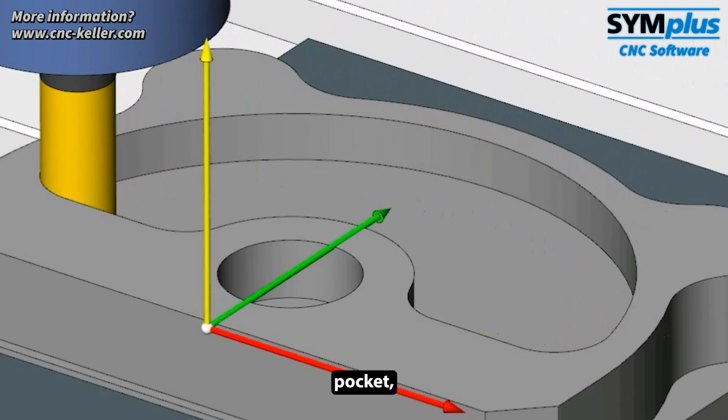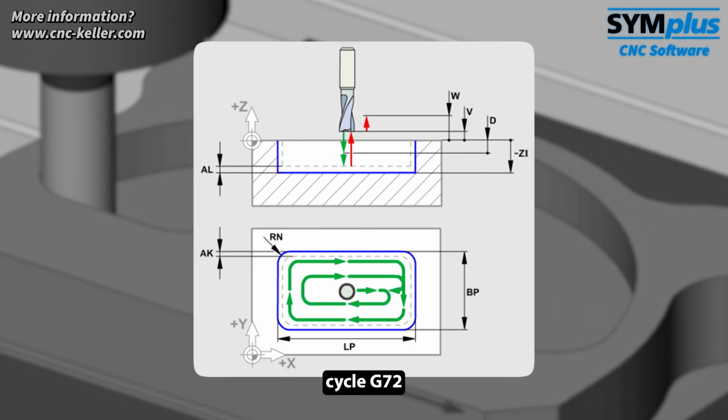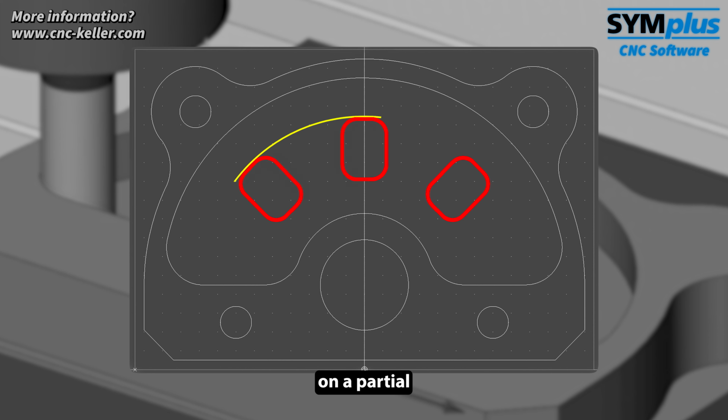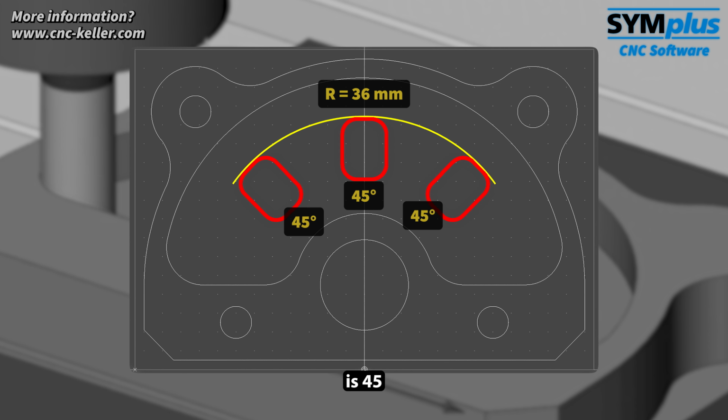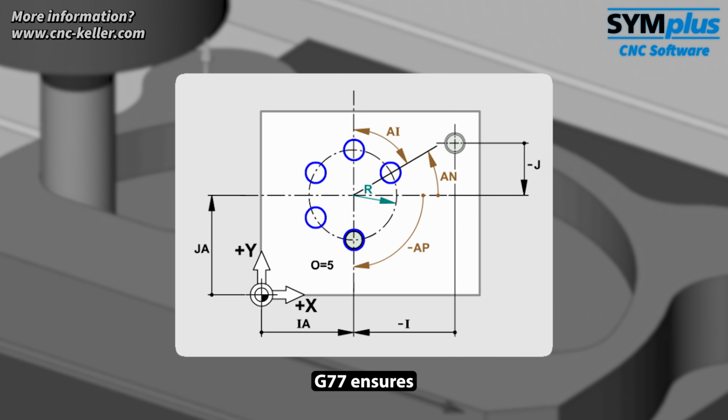Inside this crescent pocket, 3 smaller rectangular pockets are then milled using the rectangular pocket cycle G72 in several passes, on a partial circle with a radius of 36 mm. Their orientation toward the circle center is 45 degrees each. G77 ensures the exact positioning on the partial circle.